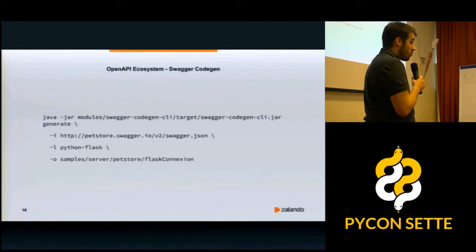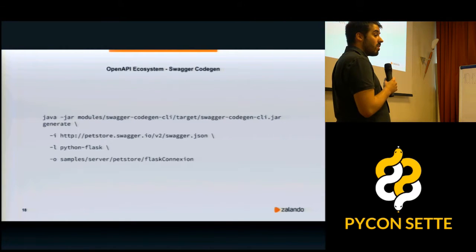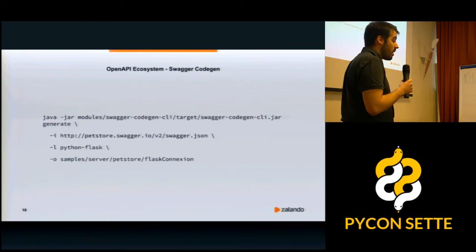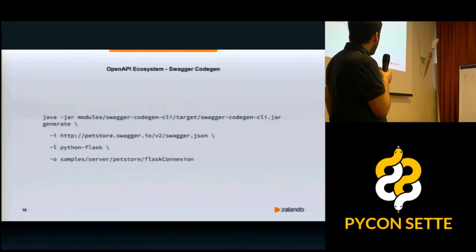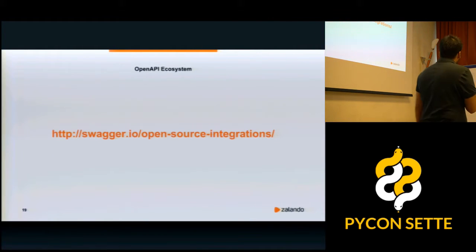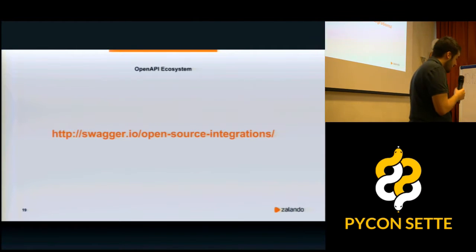Then we have Swagger Codegen that I also like to highlight. This will generate client and server applications for you, including for Connexion. So it will not generate the cleanest code, but if you just want to try Connexion and you have something written in OpenAPI, you can just use it. It's a Java application from the Swagger project, and you just provide your Swagger specification, you set the type as Python Flask, and it will generate a Connexion application for you, and it will just work. And you have lots more open source tools for Swagger at swagger.io/open-source-integrations.